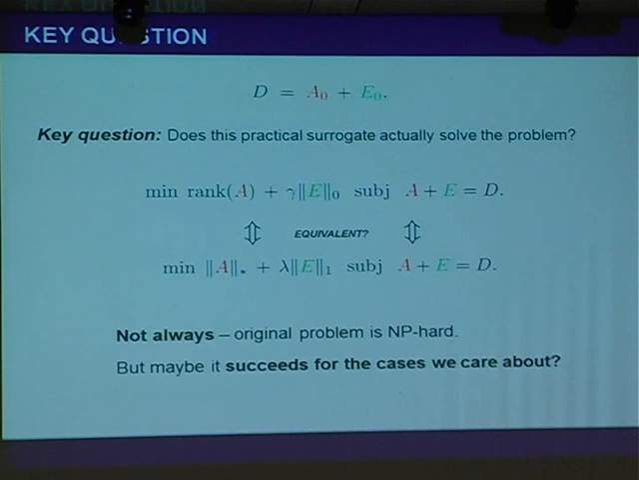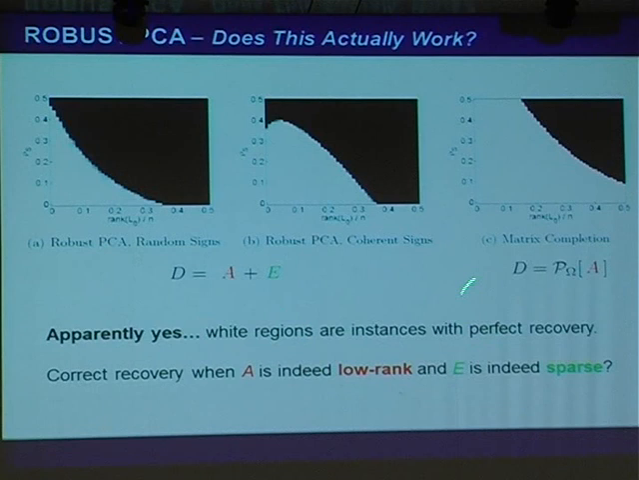The answer, of course, is not always. Because the original problem is NP-hard and this problem is polynomial, unless P equals NP, they differ. But the hope is that maybe it succeeds for the cases we care about. Well, we're engineers, we can do simulations. We just try to find out if the solution from the convex optimization agrees with the original problem or not. We can randomly generate low-rank matrices and sparse errors, add them up, run the convex optimization, and see when recovery starts.